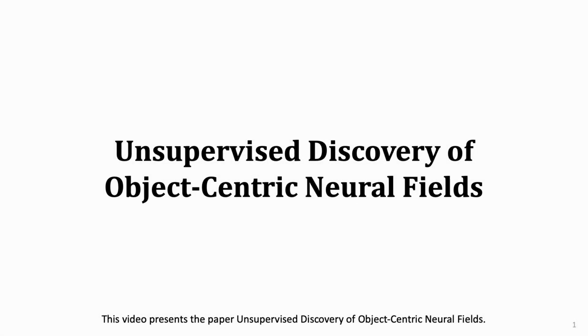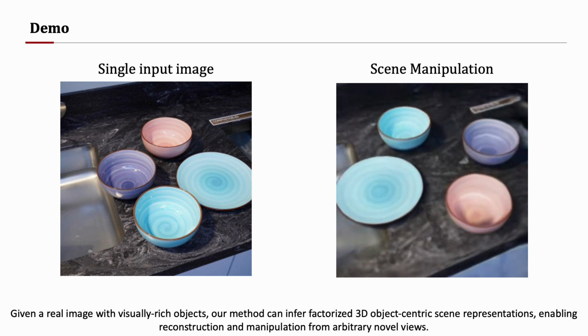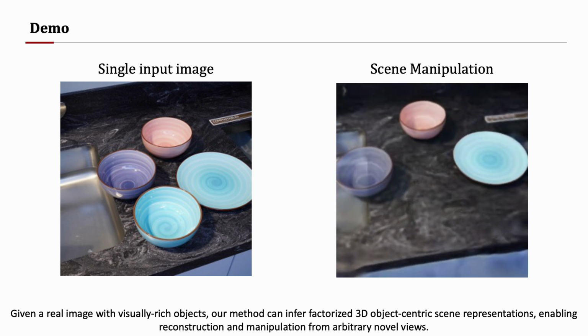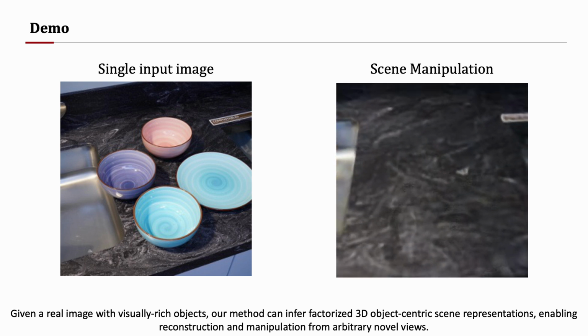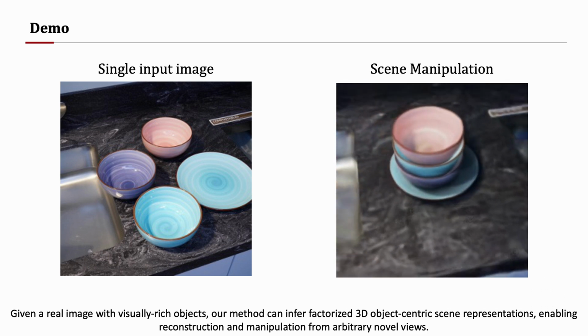This video presents the paper Unsupervised Discovery of Object-Centric Neural Fields. Given a real image with visually rich objects, our method can infer factorized 3D object-centric scene representations, enabling reconstruction and manipulation from arbitrary novel views.